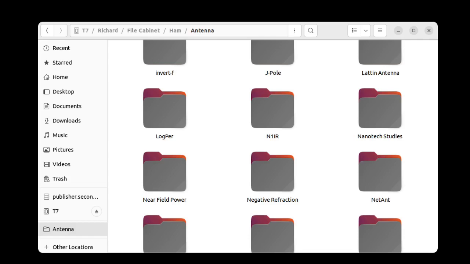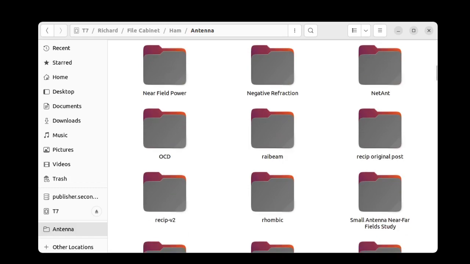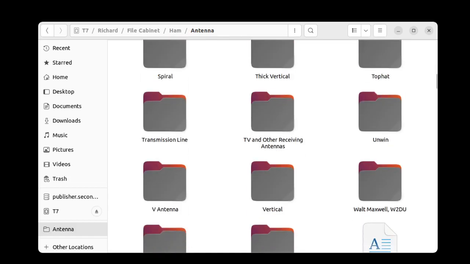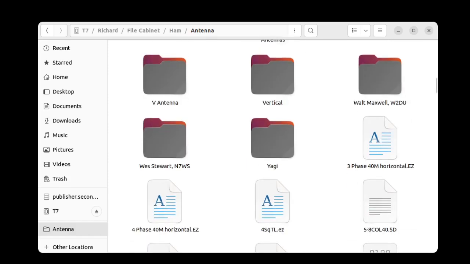Near field power, rhombics, near field studies again, top hats, thick verticals, spiral antennas, transmission lines, TV and other receiving antennas again, and contributions from other people that I've corresponded with, like Walt Maxwell. And that about does that. Wes Stewart as well.